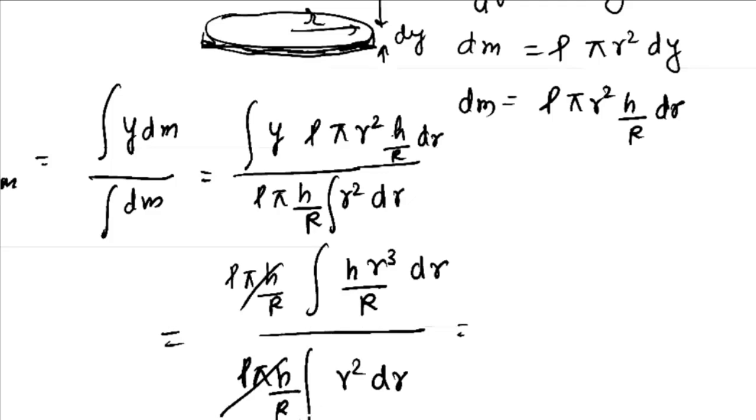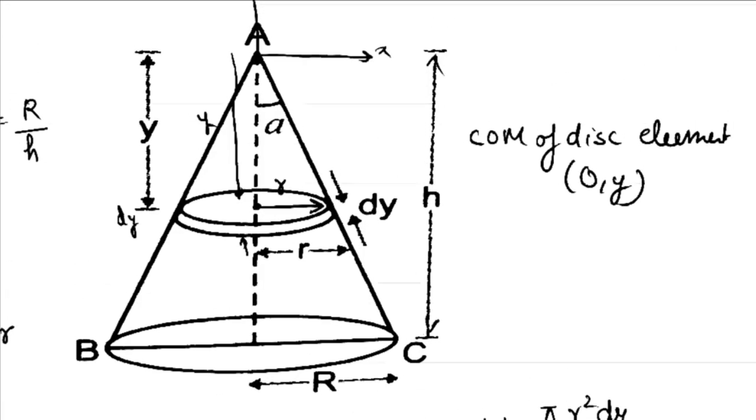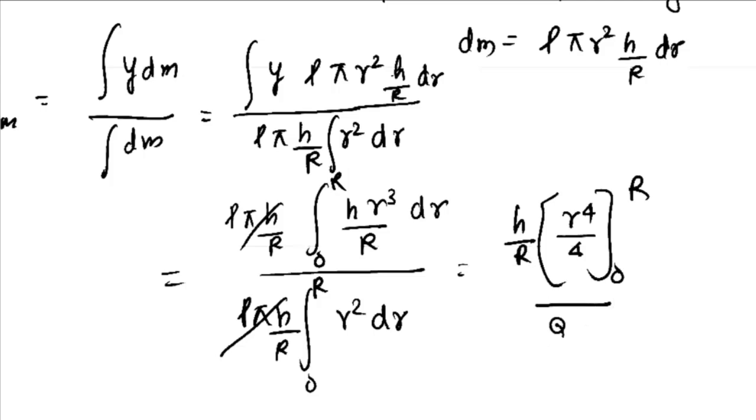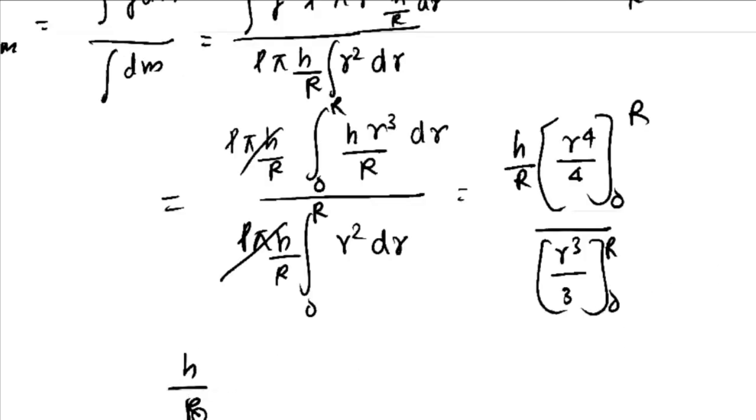So the integration will be from 0 to capital R, since in the diagram r is varying from 0 to capital R. So if I integrate it, r cube will be r to the power 4 by 4, with the limit 0 to R, and here I will write h by R. So I will write h R by R into r to the power 4 by 4.